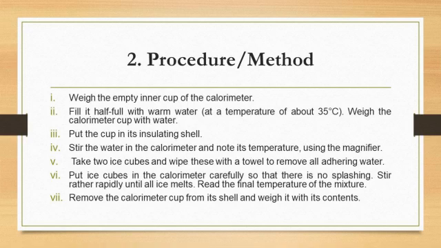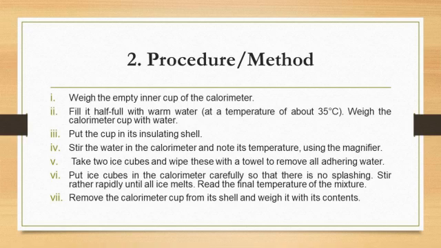Then we'll take the 2 cubes of ice. We'll dry them, wipe with a tissue to remove the adhering water. And then we'll place that ice into the calorimeter, right? So we'll stir until all the ice has melted away. Once that has been done, we'll again take the temperature, and then we'll remove the calorimeter from the shell, and we'll weigh its contents again.